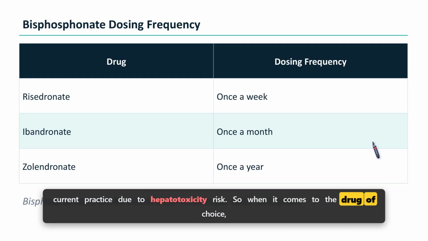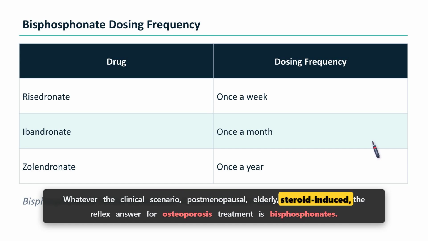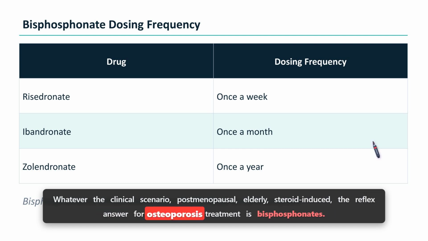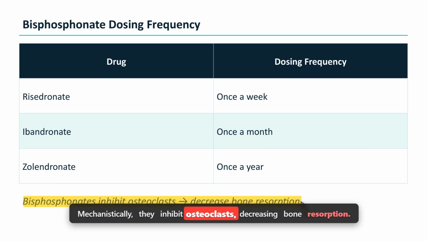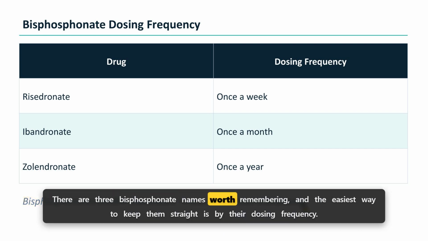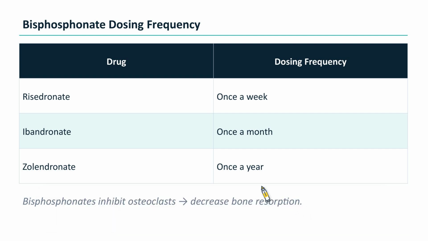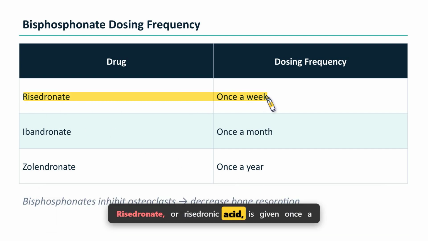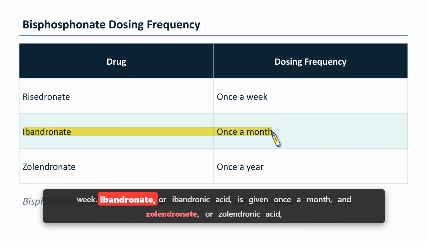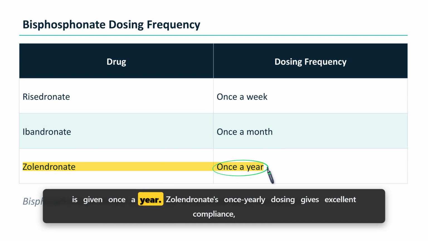So when it comes to the drug of choice, whatever the clinical scenario, postmenopausal, elderly, steroid-induced, the reflex answer for osteoporosis treatment is bisphosphonates. Mechanistically, they inhibit osteoclasts, decreasing bone resorption. There are three bisphosphonate names worth remembering, and the easiest way to keep them straight is by their dosing frequency. Risedronate, or risedronic acid, is given once a week. Ibandronate, or ibandronic acid, is given once a month. And zolindronate, or zolindronic acid, is given once a year.